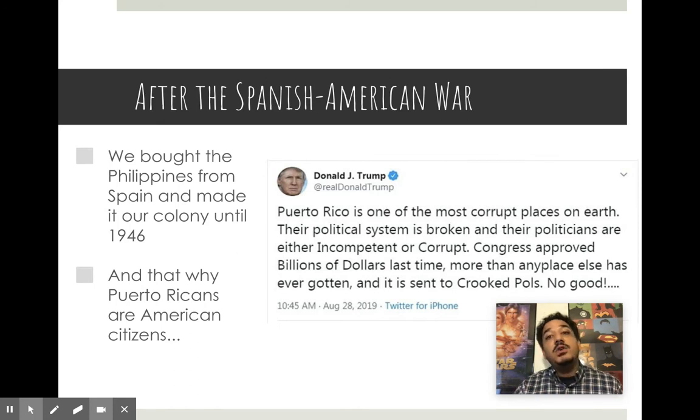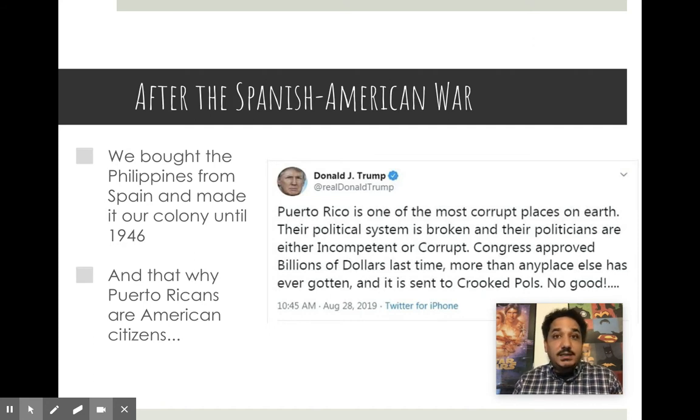So this is another question I want you to answer in your guided notes. Do you think that America should have to pay for Puerto Rico's stuff? If something goes wrong in Puerto Rico, should we have to pay for it? If they have a hurricane, do we have to pay for it? If they have corrupt politicians and they waste their money, should we have to pay for that?